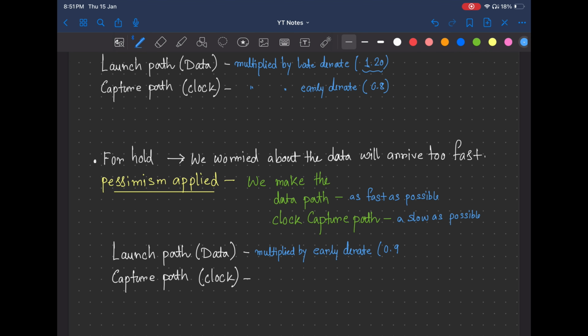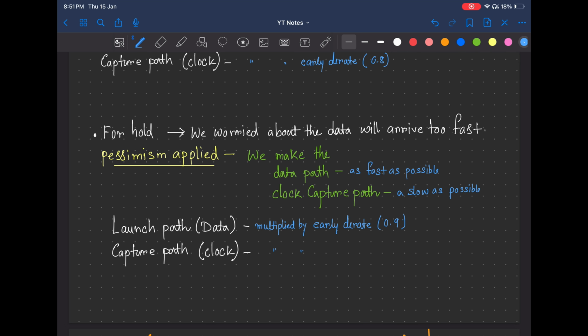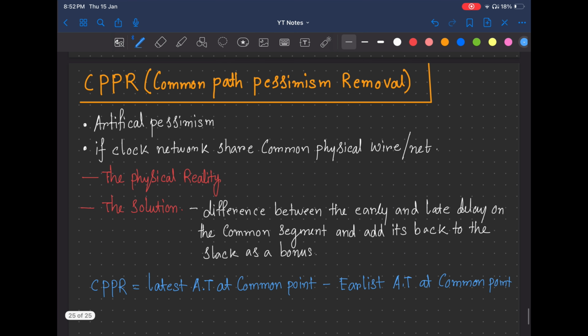Example, suppose 0.9, and the capture path is multiplied by the late derate, suppose 1.3. So this is the whole thing: the pessimistic view we are applying in the setup and hold time constant. Now coming to another good concept, which is artificial pessimism. Till now we are taking the pessimistic view only on the OCV part with the help of late derate and early derate. Now coming to artificial pessimism, what is it?